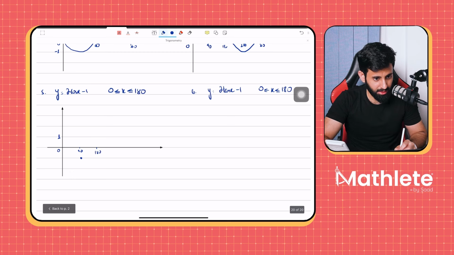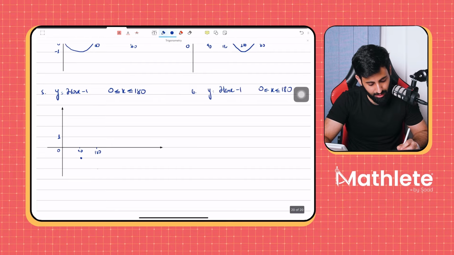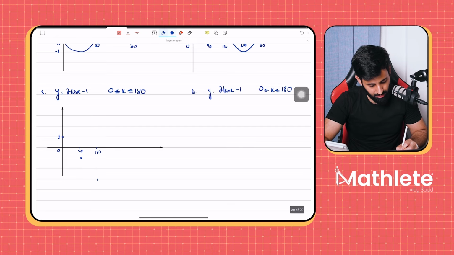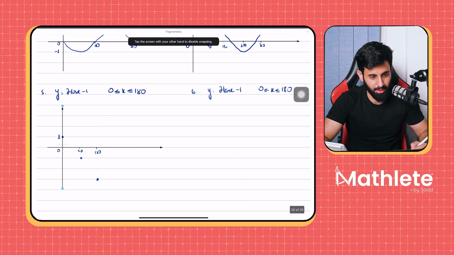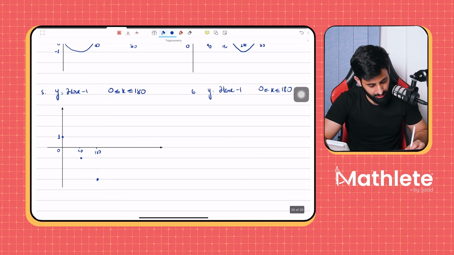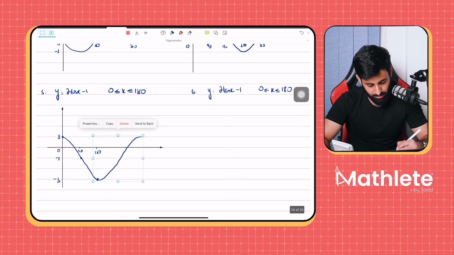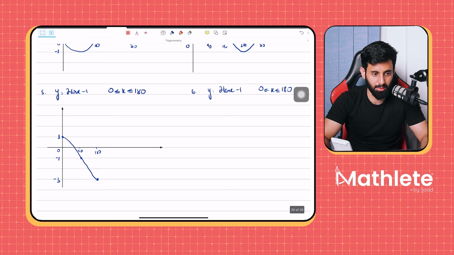Why is that? Why is it not the conventional shape of cos? That's because you're not making the entire graph. You're only making half of it. How do you know you're only making half of it? Because the range is 180. If it was still 360, then you would have gotten an exact reflection of what you have already. But that's not the case. The case is that it's only till 180.